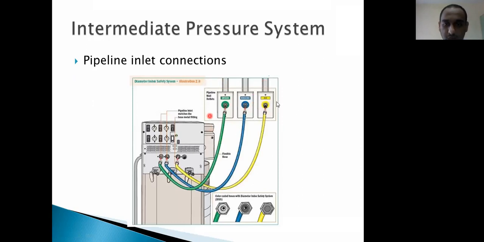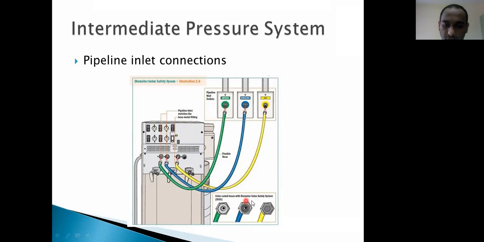Now this is the pipeline wall outlet from where you will connect the pipeline to the specific inlet on the machine. So this is the central supply that I was talking about, which is also color coded. So the wall outlets are going to be color coded, the tubing is going to be color coded, and the inlet on the machine, this is the back of the machine that we are seeing, all of this is going to be color coded. So now this has a safety feature, that is the diameter index safety system.